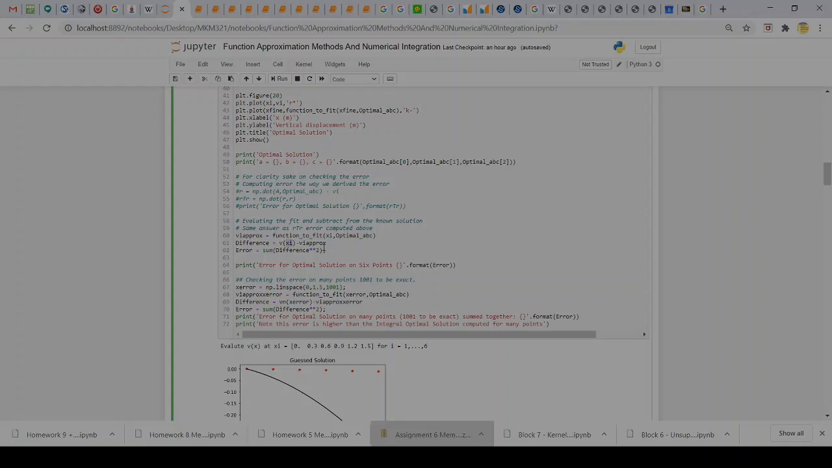So what I want to then plot is, for those 6 points, what is the error? Okay, so that's essentially what I'm doing here. I'm plotting here, for the optimal solution on the 6 points, this is the error that I'm plotting.